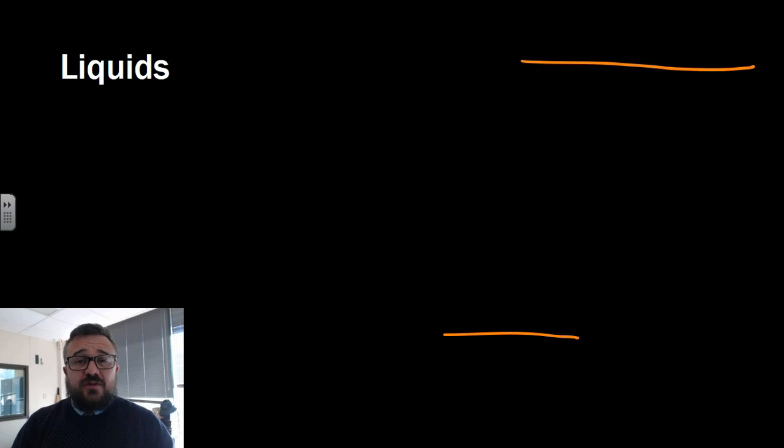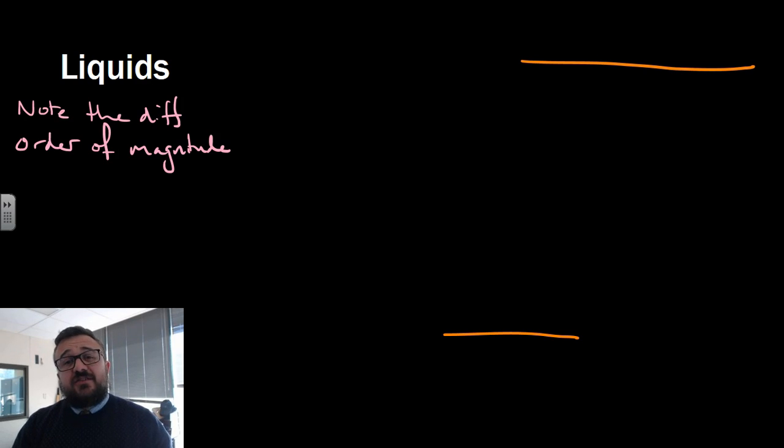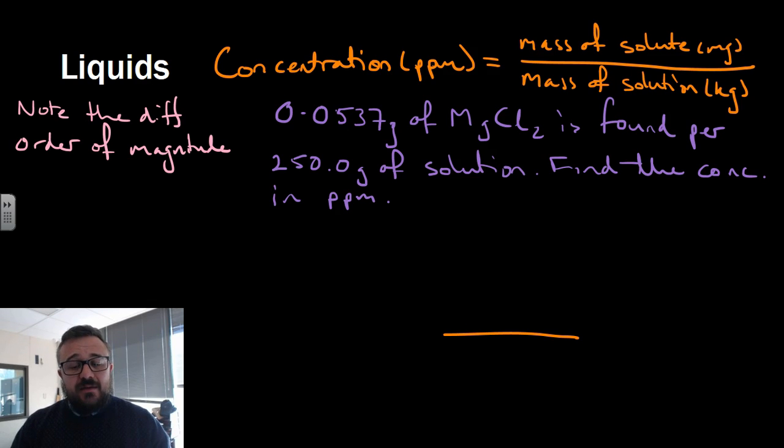Now liquids, let's have a look how this works. The first thing I want you to pay attention to when these numbers pop up is the changes in order of magnitude that we have to make. So concentration in parts per million equals mass of the solute, milligrams, divided by mass of the solution in kilograms. What we have here is 0.0537 grams of magnesium chloride found per 250 grams of solution. So we want to find the concentration in parts per million.